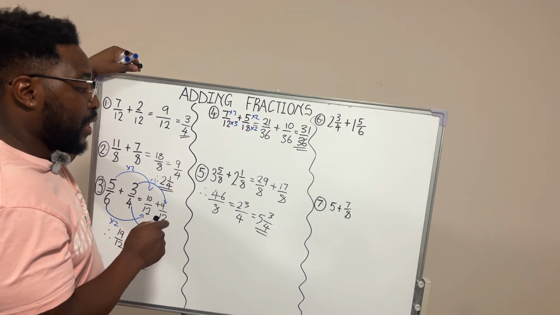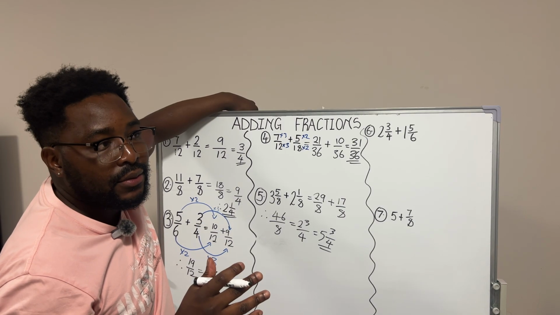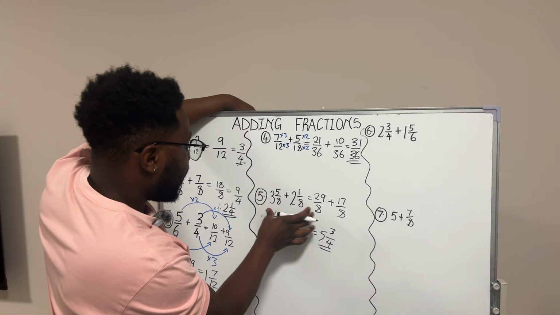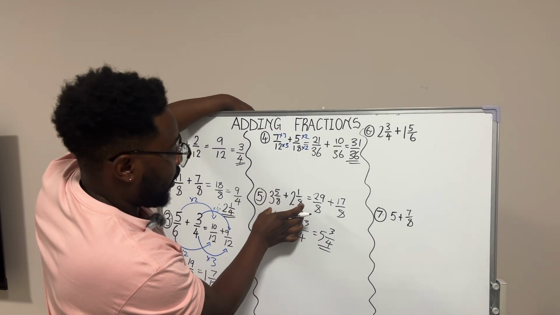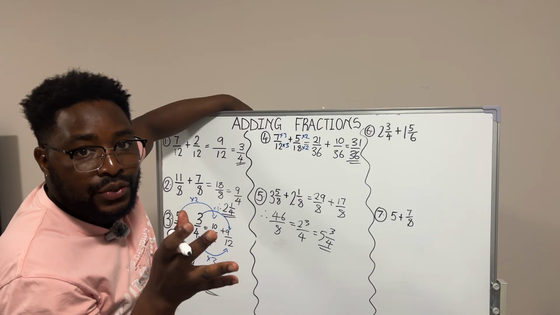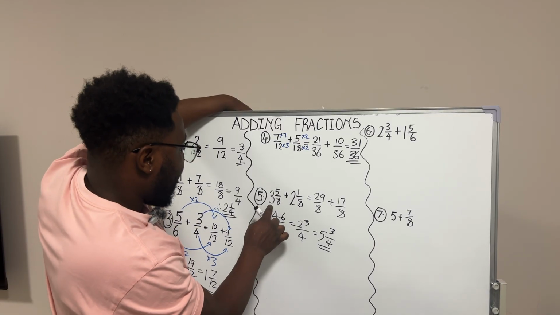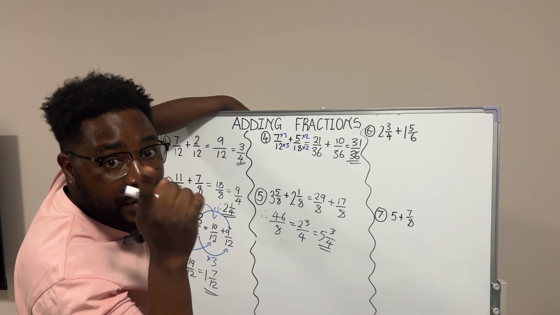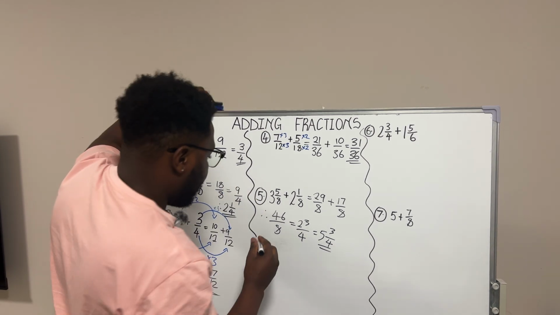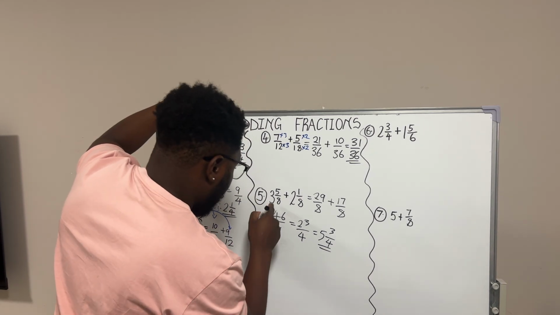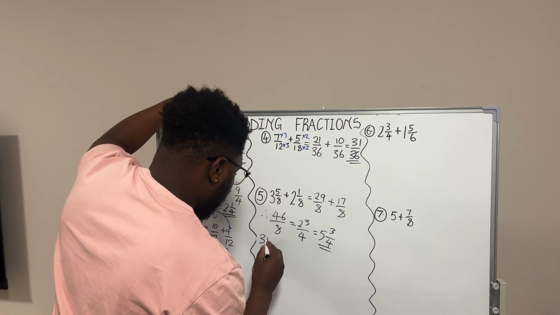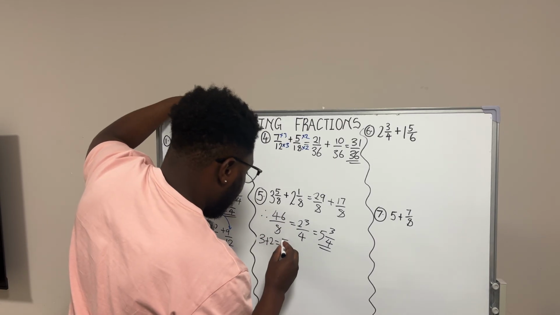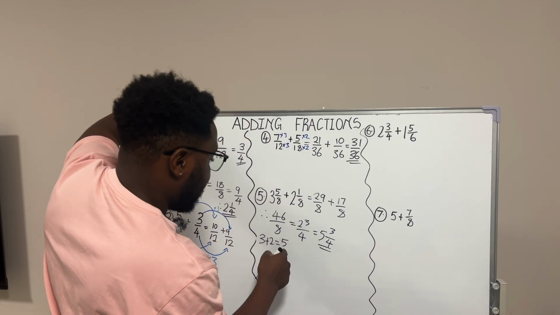All right, now let's look at the second way that you can solve this kind of question. What you can do is add these whole numbers. That would be your first step. So let us do that. I'm adding the whole numbers: 3 plus 2 gives us 5. Let us leave this over here.